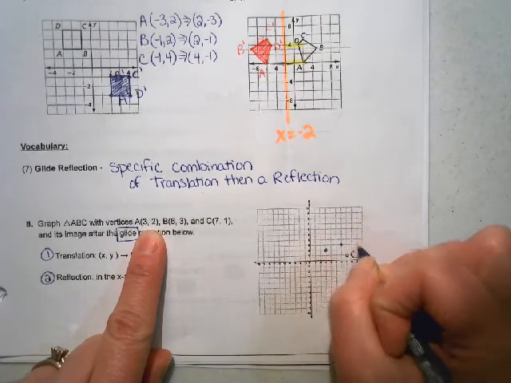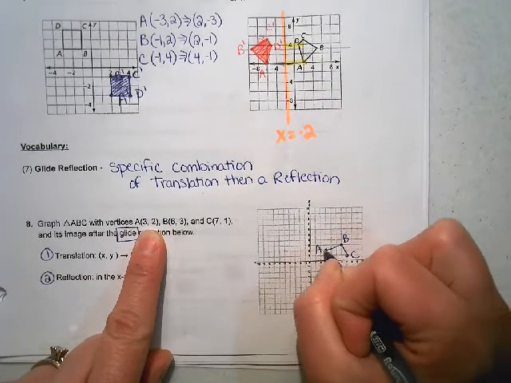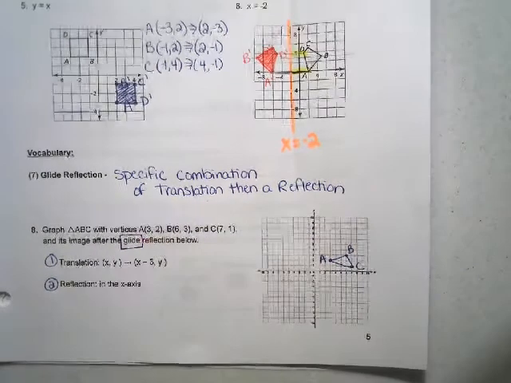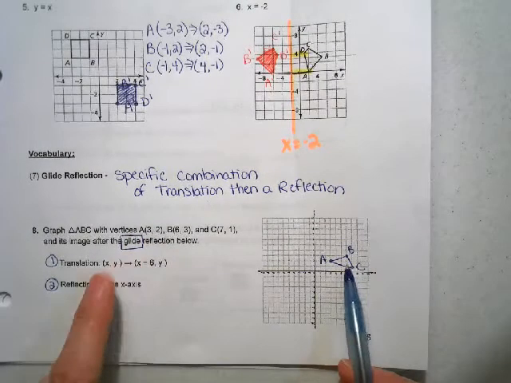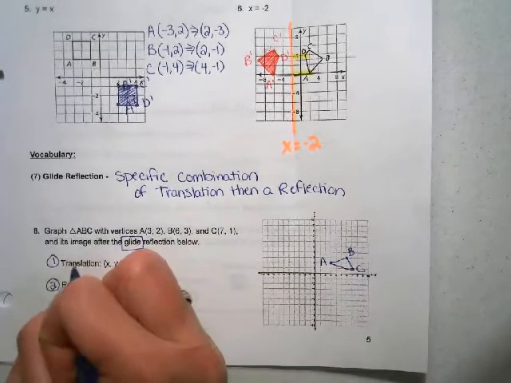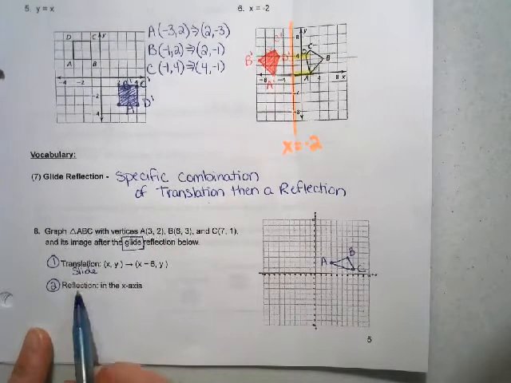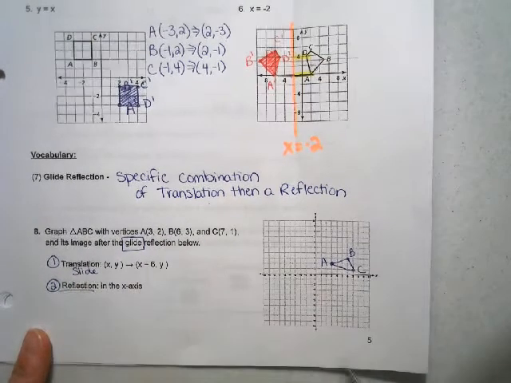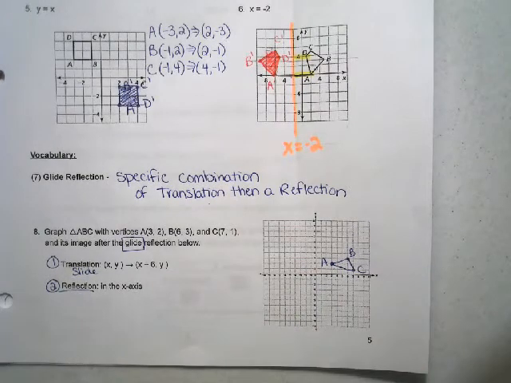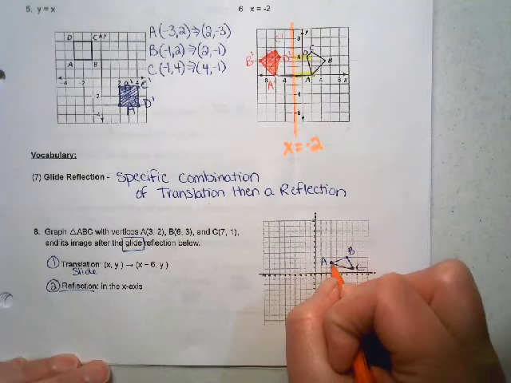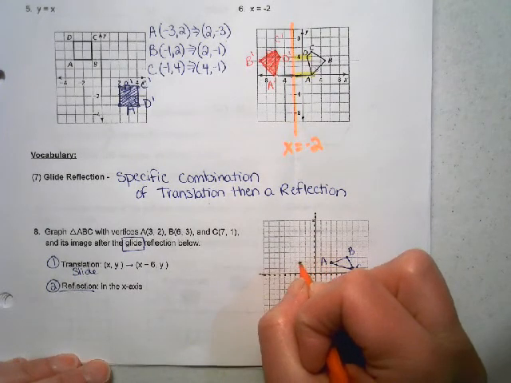So the first thing I'm going to do is graph the original. I'm going to wait to label that just so that my letters don't get in the way. Okay, so this is C, B, and A. Sometimes when I put the letters down, then my lines end up going on top of them, so sometimes I just wait. Basically, what they want you to do is take this triangle, slide it, then reflect.